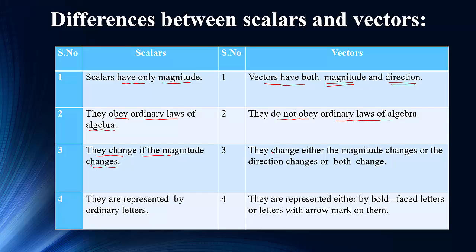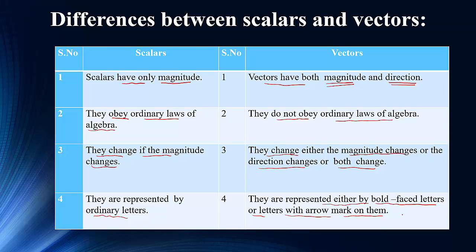But vector quantities can change if either magnitude changes, or direction changes, or both change. If only there is a change in magnitude, or if both magnitude and direction change, or if only direction changes, then the vector value also changes. Then last difference, scalar quantities are represented by ordinary letters, but vector quantities are represented by bold faced letters or letters with an arrow mark on them.